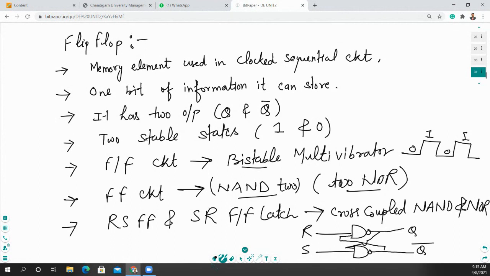You can represent the inputs as S and R also. It's your choice. In this manner you will get the output as a cross-coupled output. So we will start with this NAND gate, as we have seen the circuit diagram of this NAND gate latch.